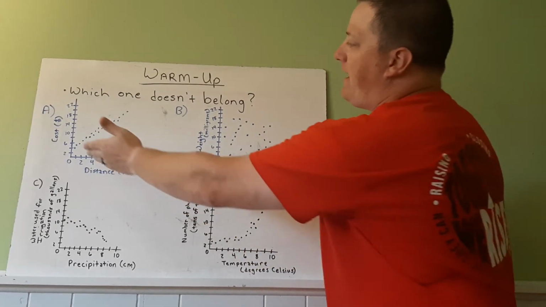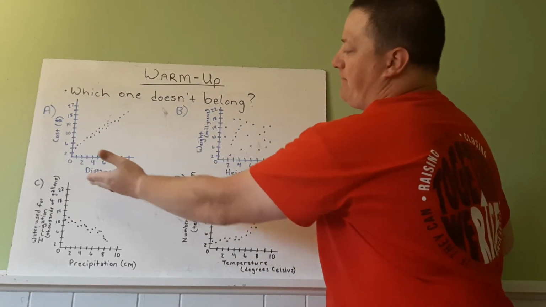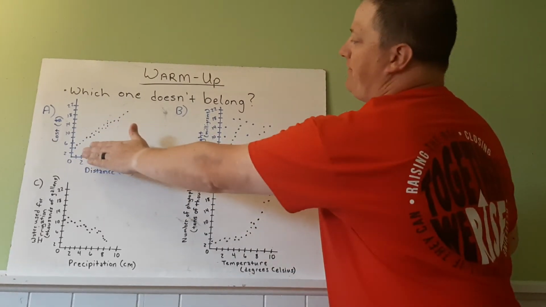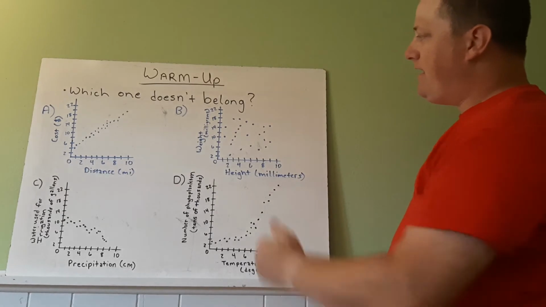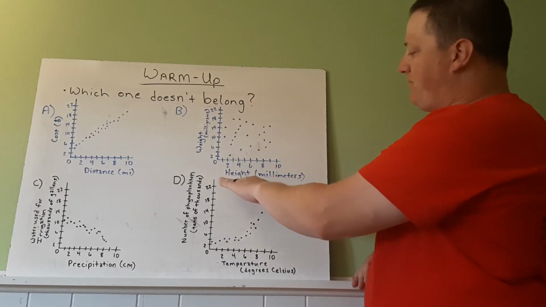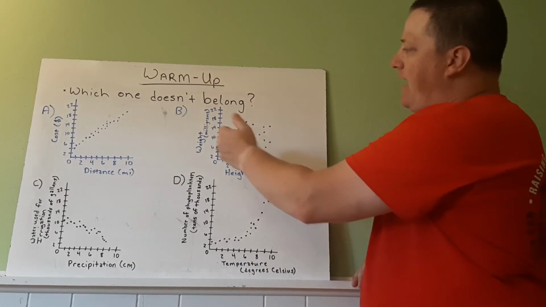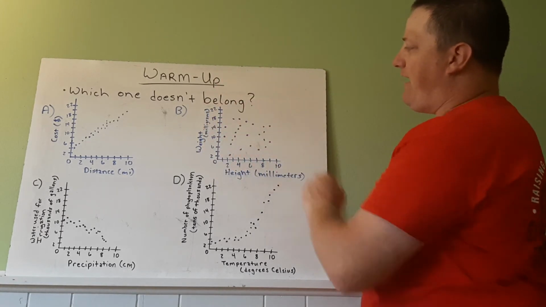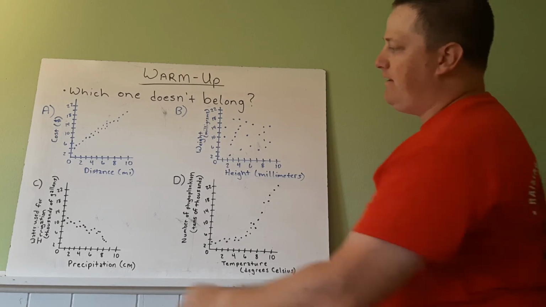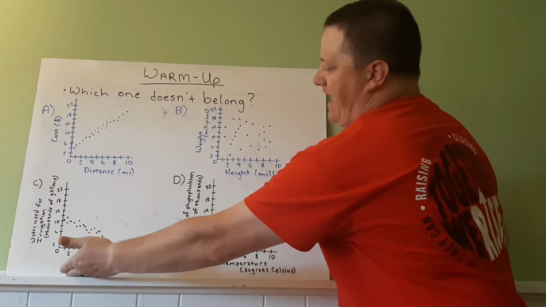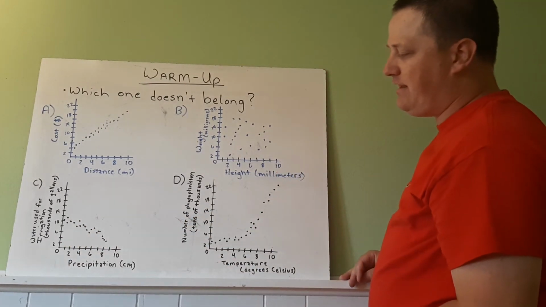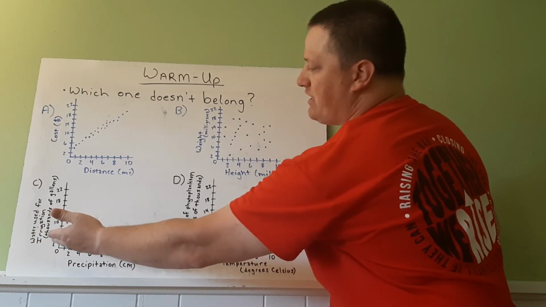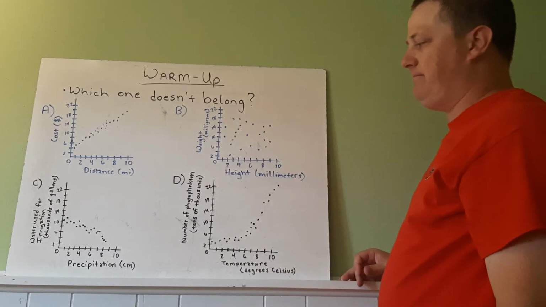So in A, we have the X being distance in miles and the Y being cost in dollars, and this is the graph that it makes. In B, we have the X being height in millimeters and the Y being weight in milligrams, and here's the graph that we get from that. In C, we have the X being precipitation in centimeters and the Y being water used for irrigation in thousands of gallons.